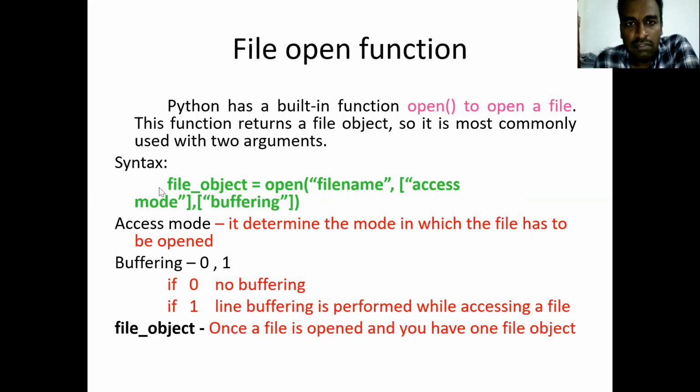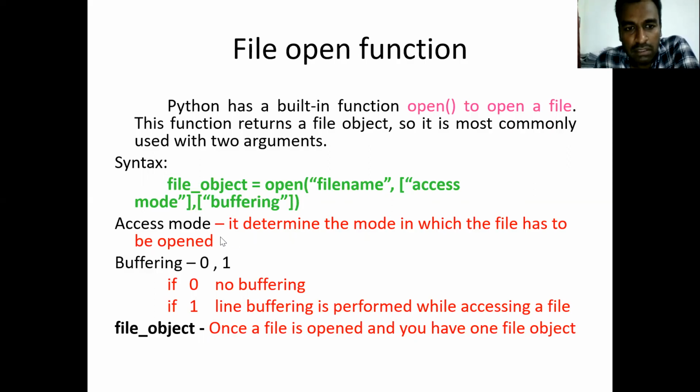The syntax of the file open function is: first you use the file object, that is the name of the file object, then equal to the open method. Inside that you give the file name, then the access mode and buffering. The access mode determines the mode in which the file has to be opened.